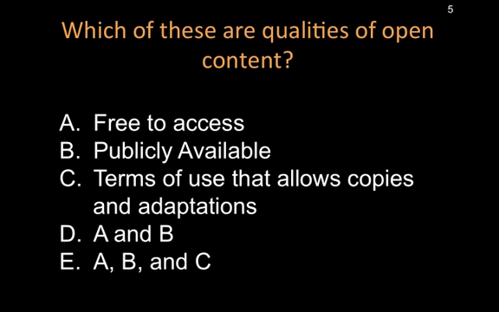Next question. Which of these are qualities of open content? A, free, B, public access, C, terms of use that allows copies and adaptations, D, free and public, or E, free, public, and licensed to allow copies and adaptations. This is a bit of a trick question because some organizations have different definitions. However, the most commonly accepted definition is E, that is content that is free, public, and licensed to allow reuse, repurposing, and redistribution.